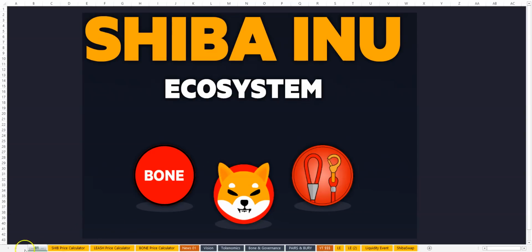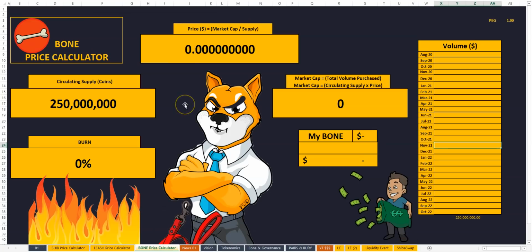But some of you might be wondering, okay, so why should I even bother? Why should I even bother burying or staking or farming for any Bone? So that's a good question. I'll help you understand. So I'll jump quickly to my Bone calculator, and hopefully I can help you see the value in ShibaSwap and what is about to happen.